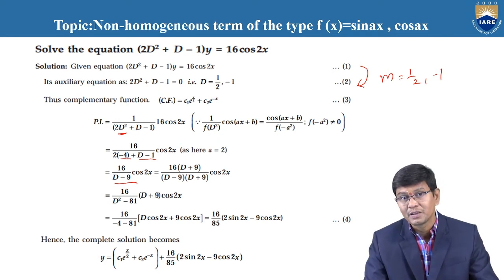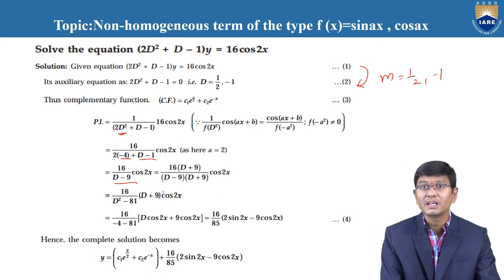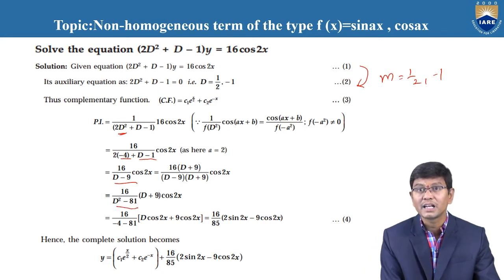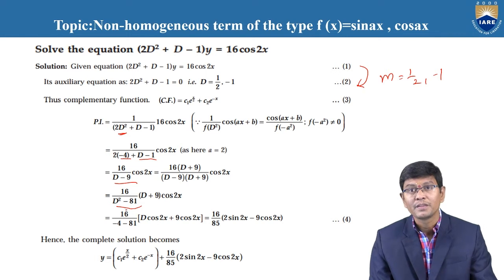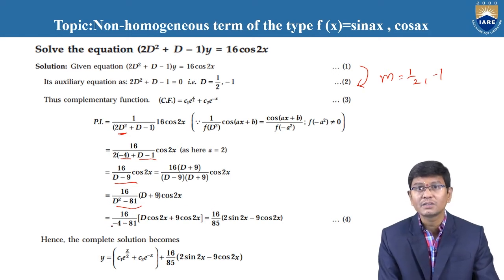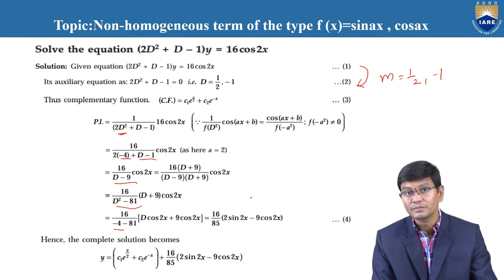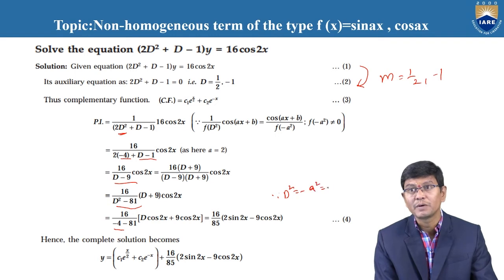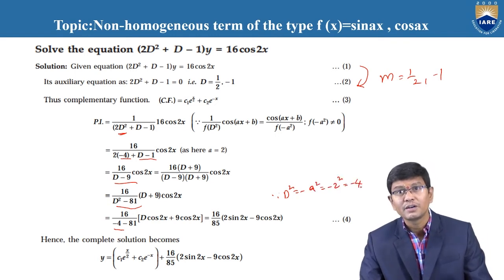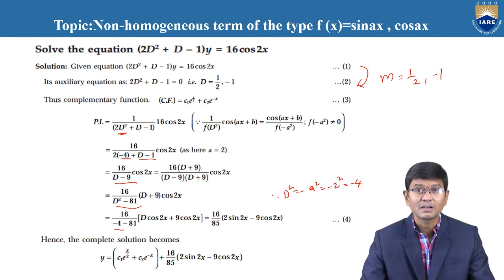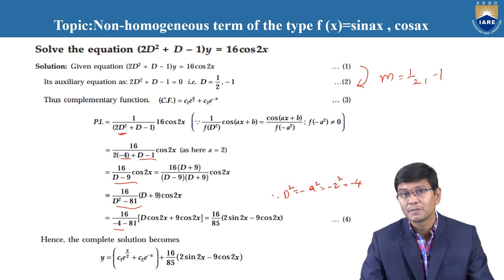Now, when we observe the denominator, clearly D square is available. Once again, we need to replace D square with minus a square. Therefore, it is minus 4, since D square is equal to minus a square, equal to minus 2 square, equal to minus 4 only. Therefore, the numerator is 16 by the denominator minus 4, minus 81 into the first part, D of cos 2x, plus 9 into cos 2x.